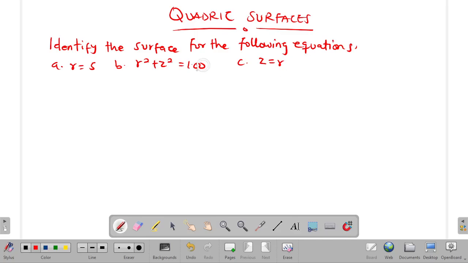In this lesson, I'll be taking you through some quadric surfaces. So I have a couple of surfaces here for us to identify what type of surface it will be. Let's get straight to it.